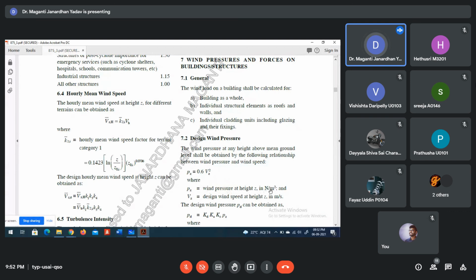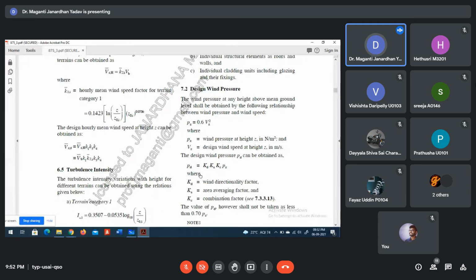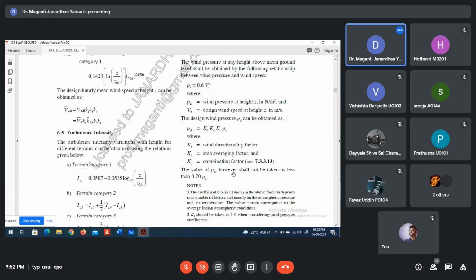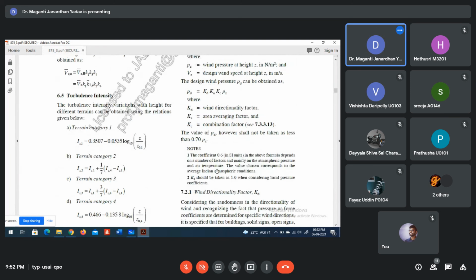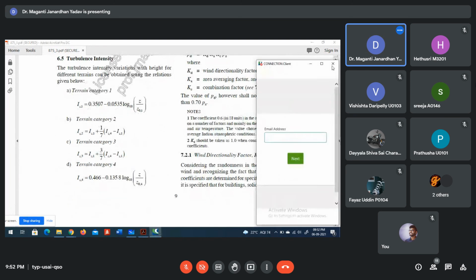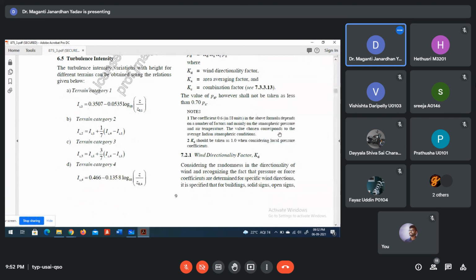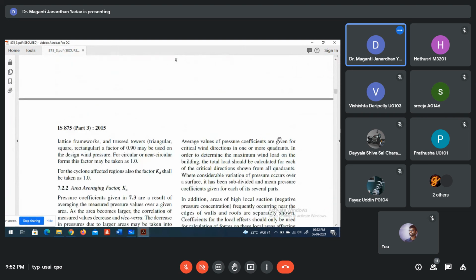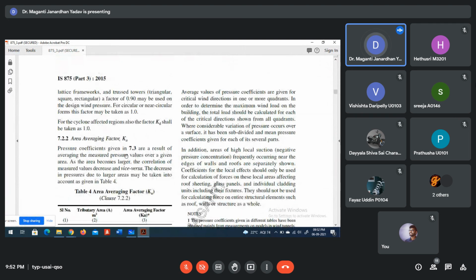So this we have calculated. This is Newton per meter square. Vz is in meters per second. Then PD, the design pressure, is equal to KD, KA, KC, PZ. It should not be less than 0.7 PZ. I'm discussing the area averaging factor KA.